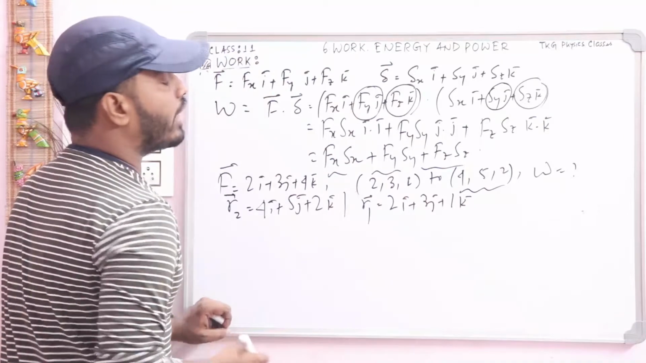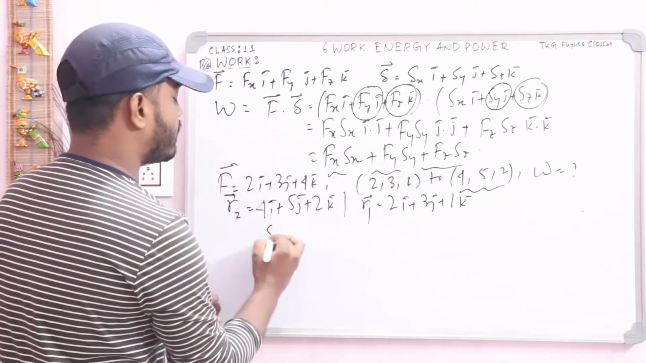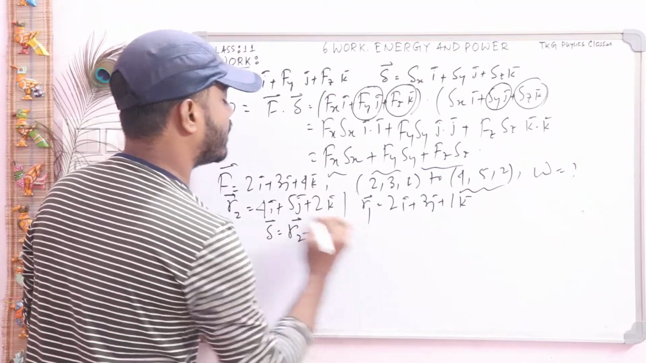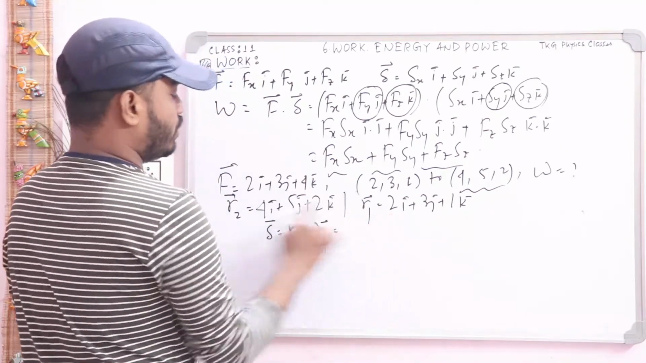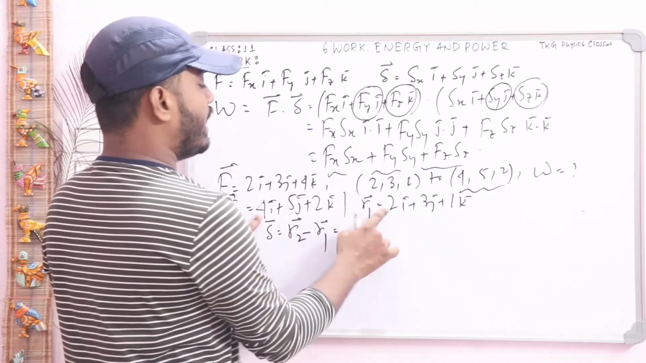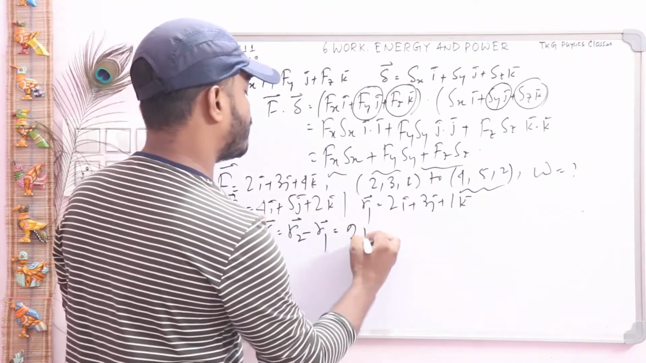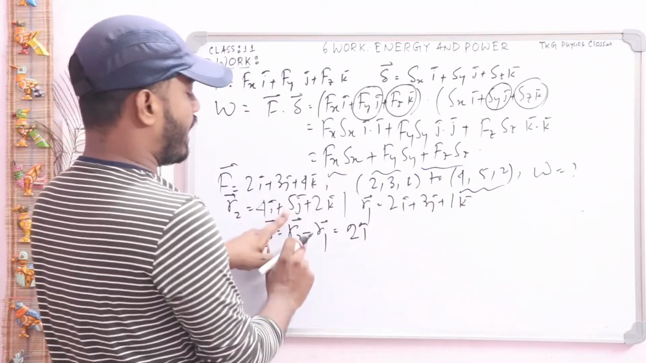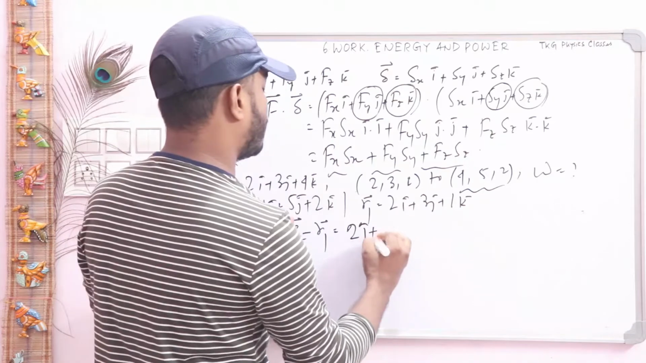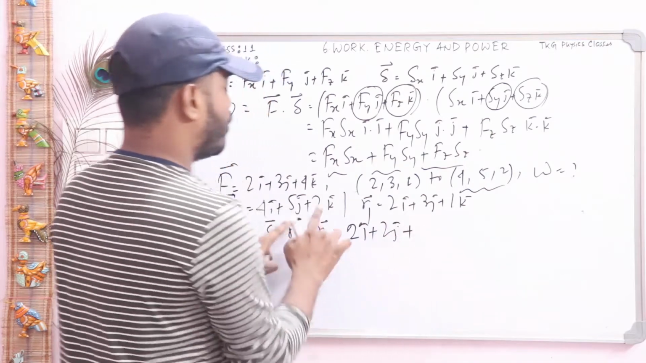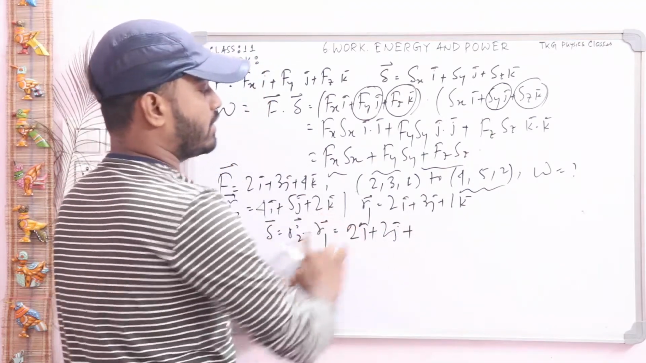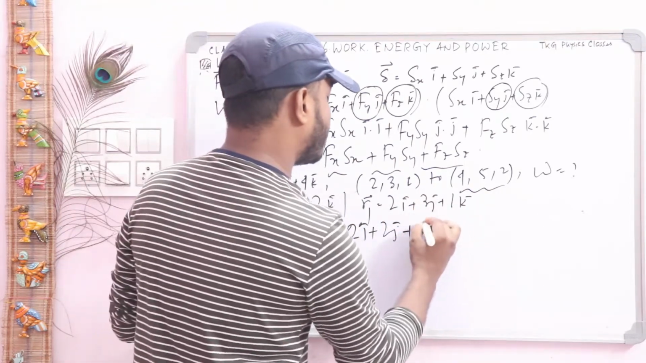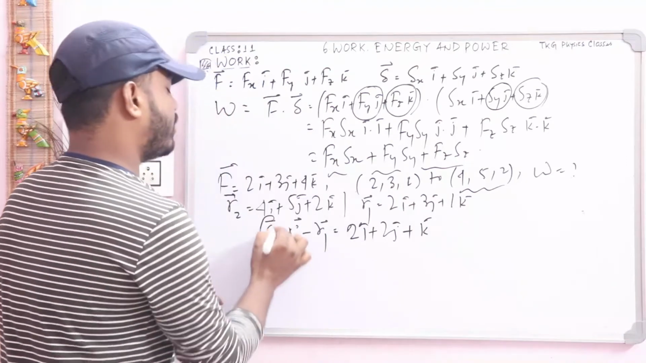But here you have to find S. So S is the final position R2 minus the initial position R1. So R2 minus R1: 4 i cap minus 2 i cap will be 2 i cap. Now 5 j cap minus 3 j cap will also be 2 j cap. Now 2 k cap minus 1 k cap will be k cap. So this is the value of the S vector.